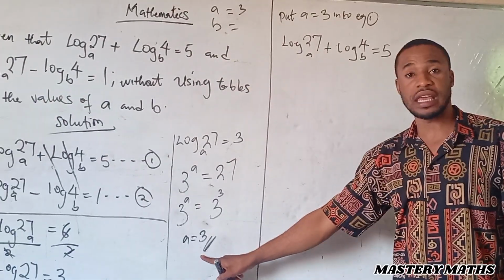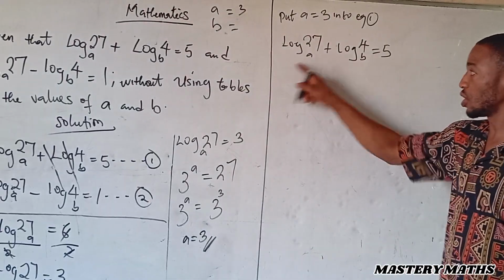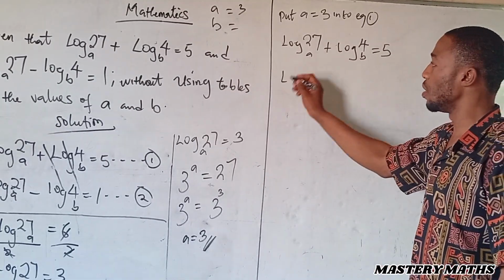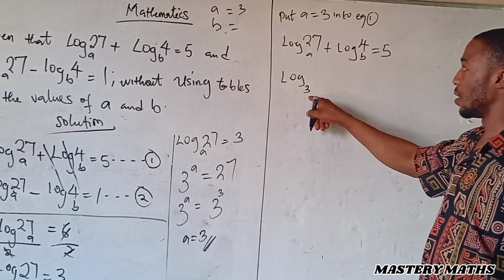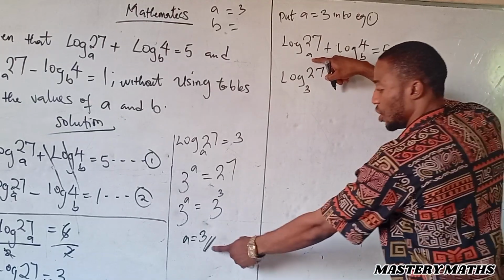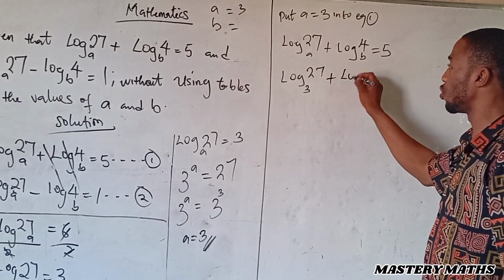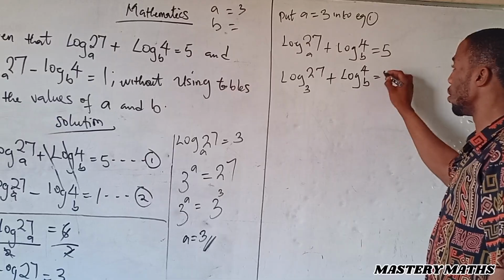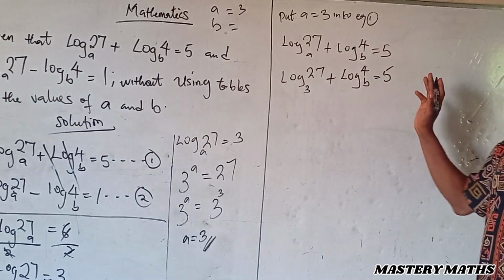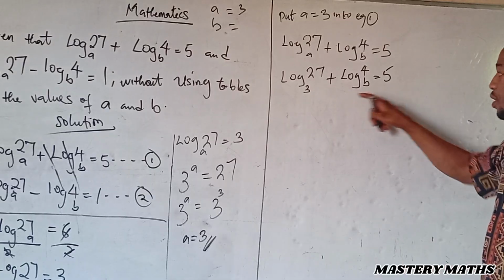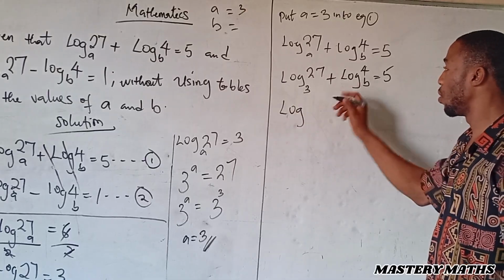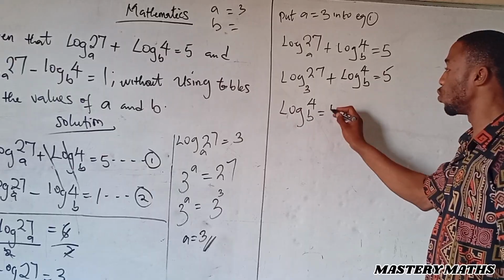Anywhere you find your A, you replace it with 3. So replace the A with 3. It will be log 27 in base 3. This A now will not be there. The A now changes to 3. Now plus log 4 base B equal to 5. Now what we do, we collect our like terms, because we want the B we're looking for to remain. So this B will be here: log 4 base B is equal to 5.